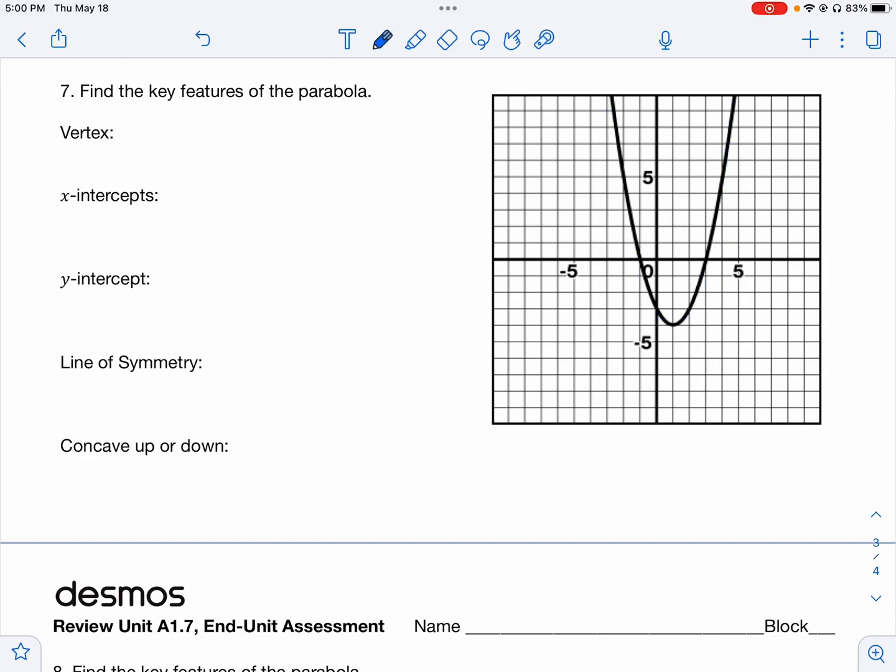So vertex, that point is at 1, -3. Just kidding, -4. Count correctly. Okay, x-intercept is at -1, 0, and then also at 3, 0. Y-intercept is at 0, -3. Line of symmetry, that is not a point, that's a line, so it's got to be an equation. And that equation looks like x equals 1, and this is concave up.